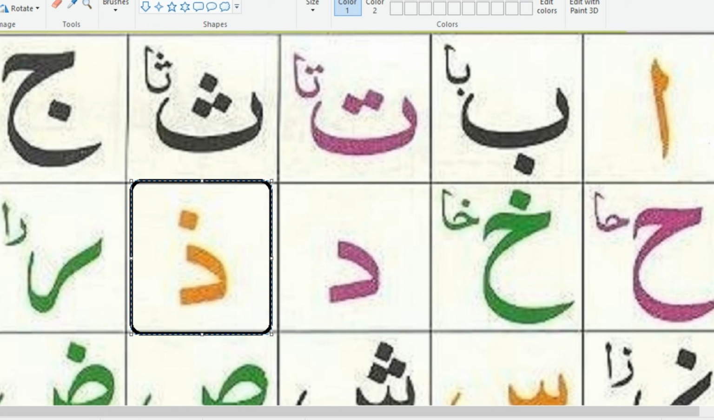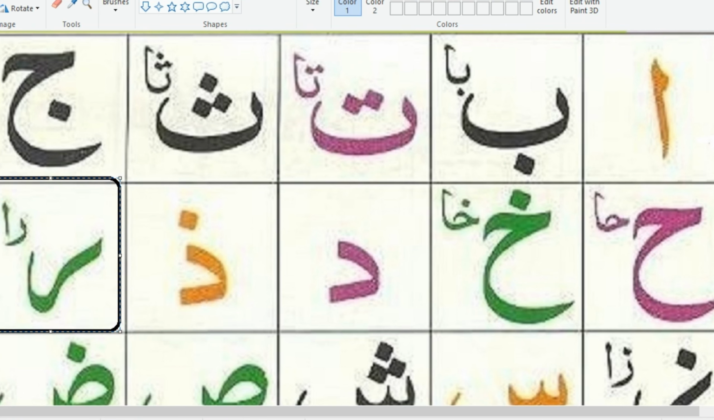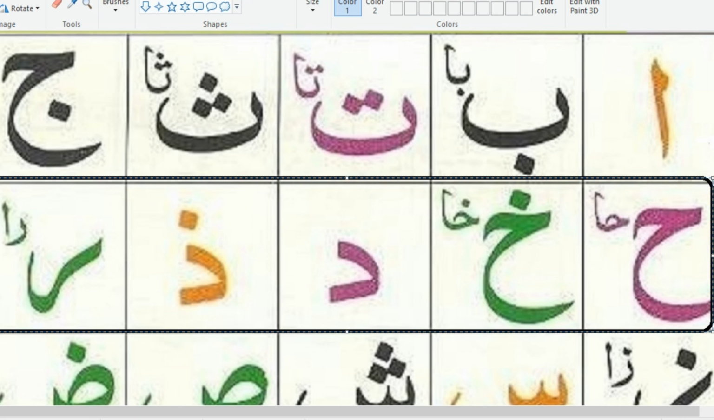Next, this is softly and long for 5 seconds. Softly means you put the tip of the tongue between the teeth and then say zal. Okay. Next, what is this? Ra. So we learned today from ha to ra.